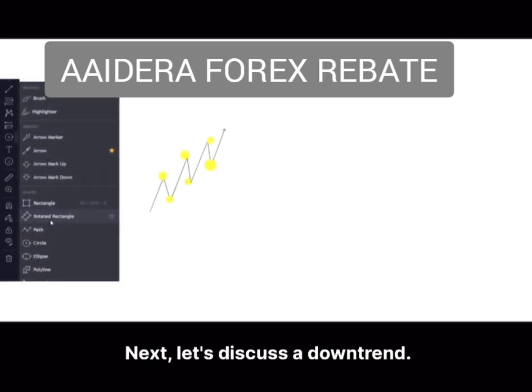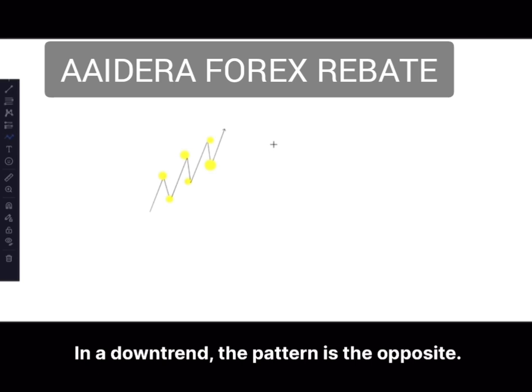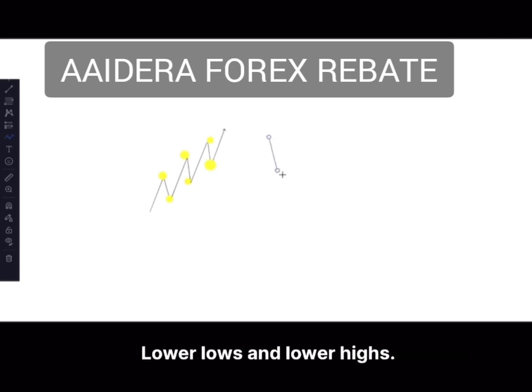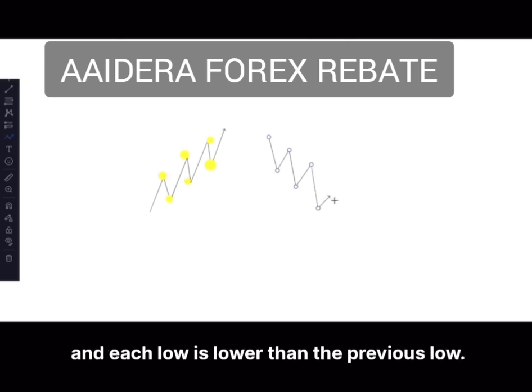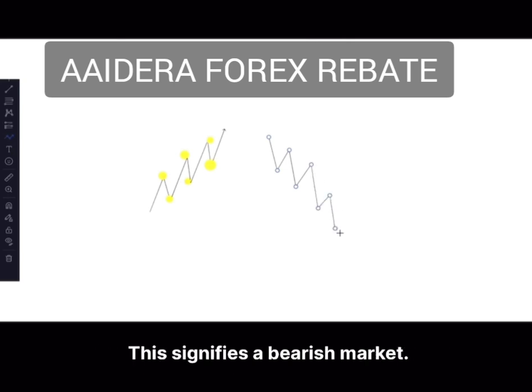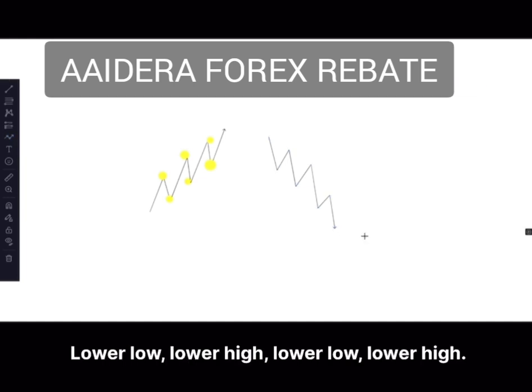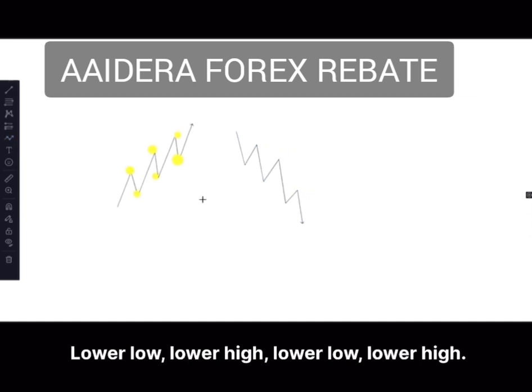Next, let's discuss a downtrend. In a downtrend, the pattern is the opposite: lower lows and lower highs. Each high is lower than the previous high, and each low is lower than the previous low. This signifies a bearish market. The pattern looks like this: lower low, lower high, lower low, lower high.